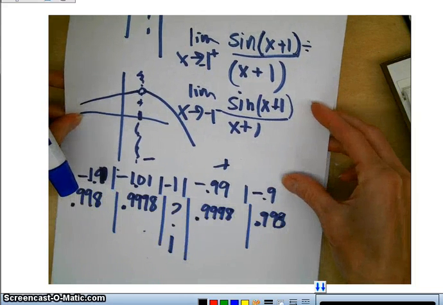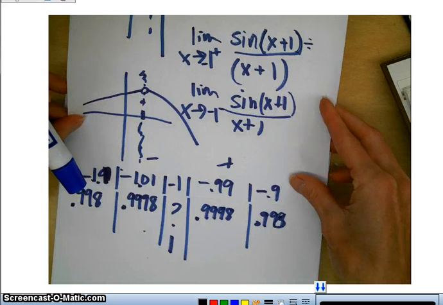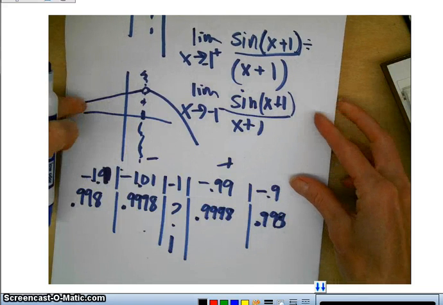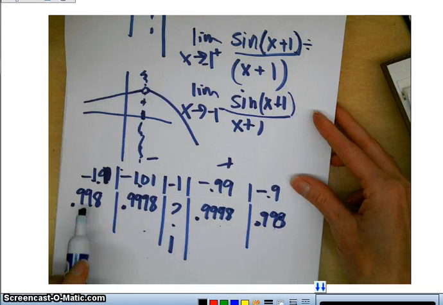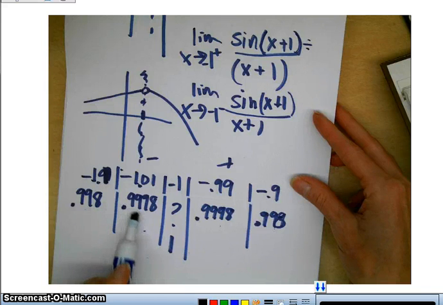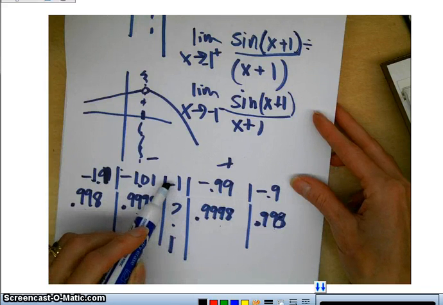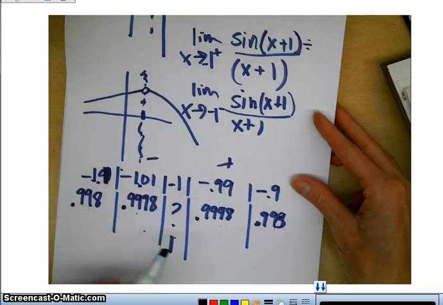Okay, so let's back up. Everybody with us? Quit plugging numbers in and worrying about the decimals right now. We need to look at this table. As I plugged, what are these numbers getting closer to? 1, and these numbers are also getting closer to 1. So the answer to the question, what is the limit as x goes to -1, is 1.